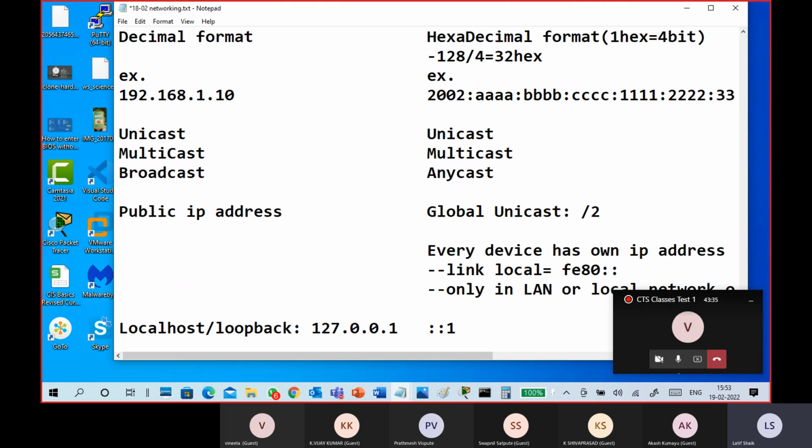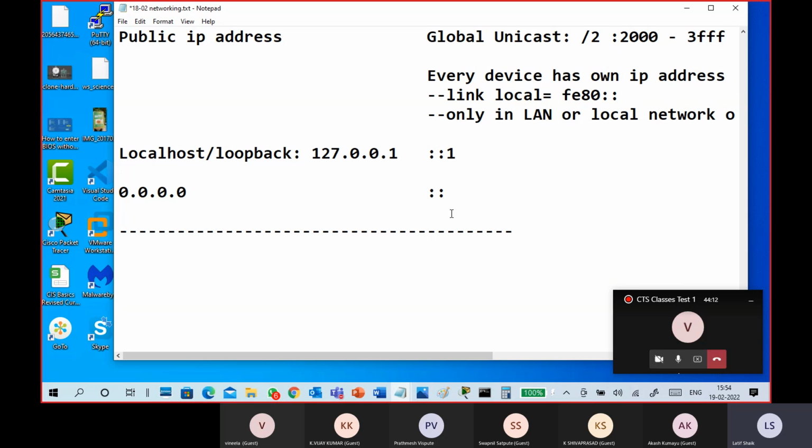/2 represents, see here, the starting 4 characters I'm writing: 200 starting, the first 4, and 3FFF. This is the total range of your global unicast address. The /2 represents that only.